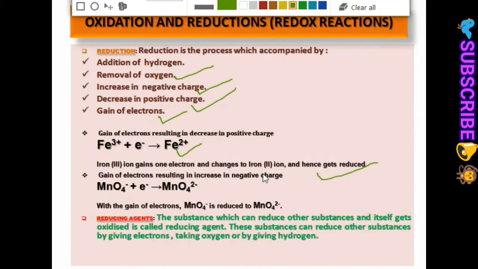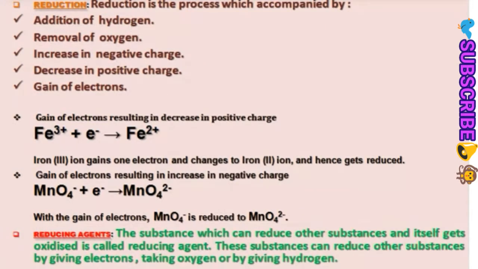Again we come back to the oxidation reaction and the redox reaction. That means in the redox reaction, here is the reducing agent. The reducing agent is a substance which can reduce other substances and itself gets oxidized. These substances can reduce other substances by giving electrons, taking oxygen, or giving hydrogen. Okay students, now I hope you understand what I mean by oxidation and reduction.